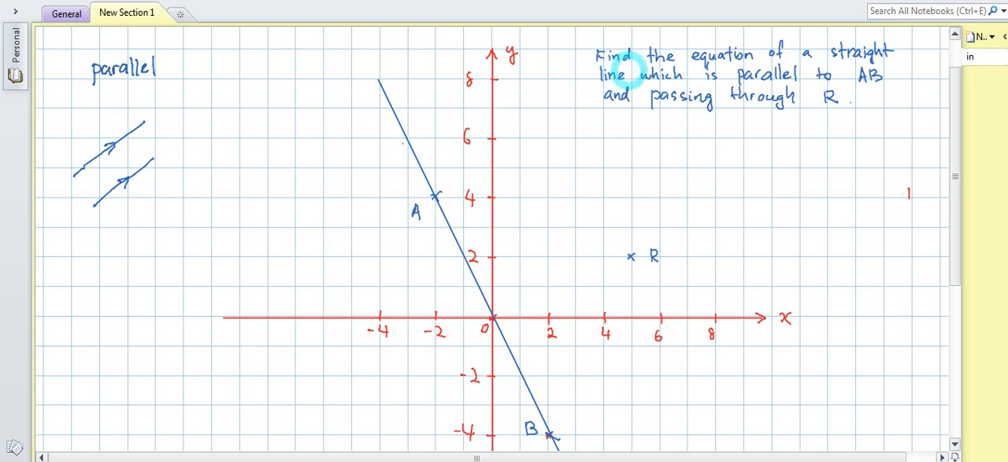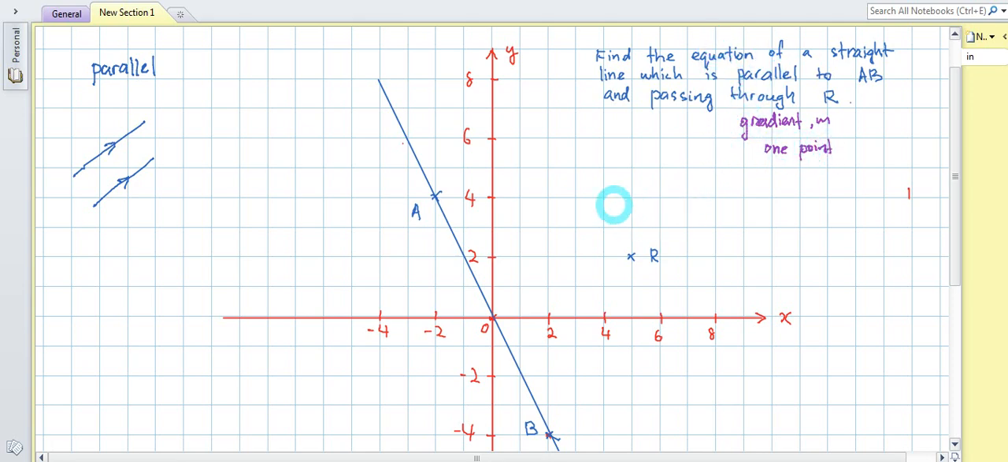Let's look at this question. Find the equation of a straight line which is parallel to AB and passing through the point R. We know that the straight line is somewhere around here, and it must be parallel to AB. So always remember, when you are asked to find the equation, 2 things: gradient, 1 point. You need the gradient, the value of m, and 1 point.